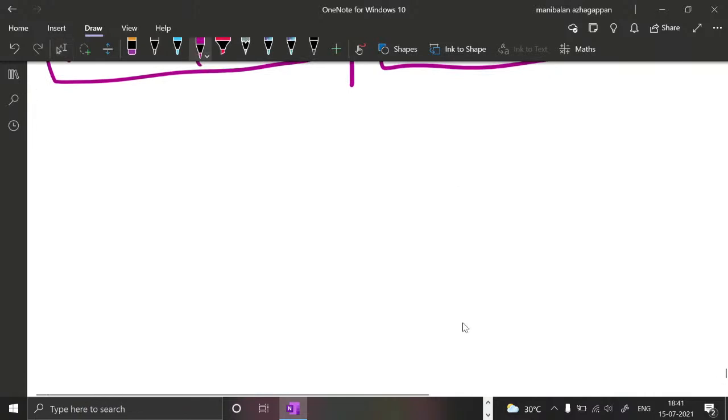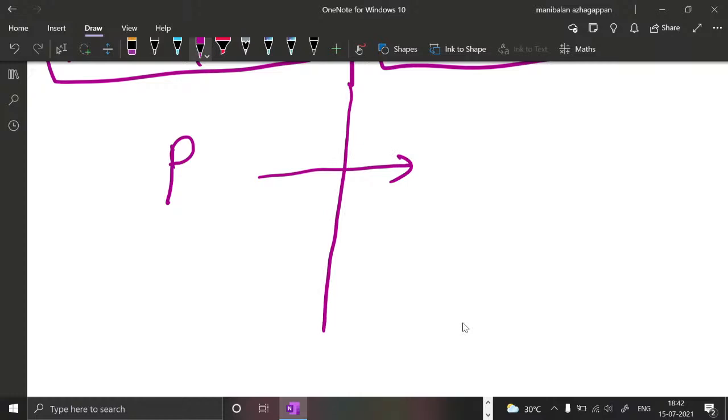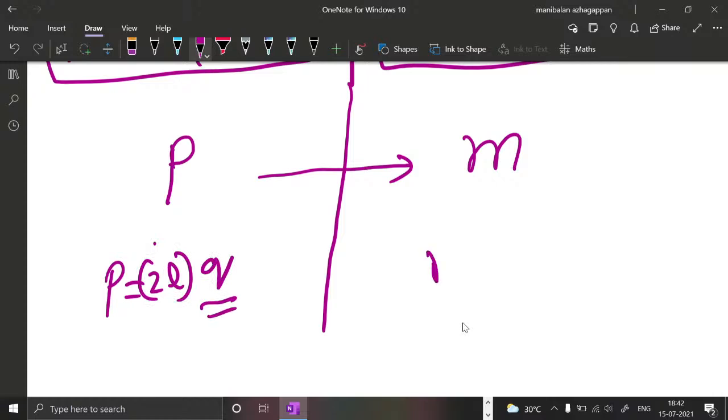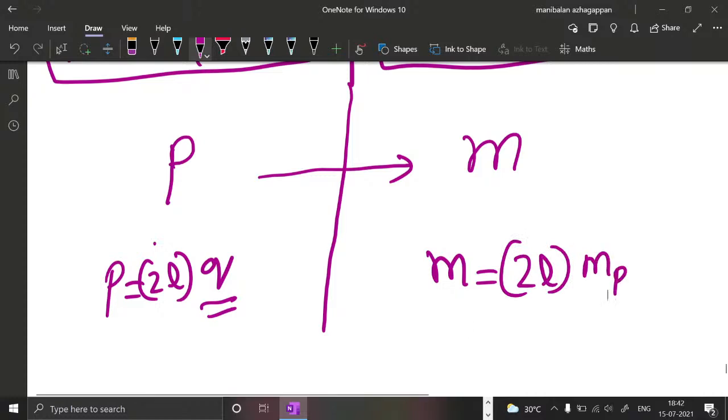Now some simple comparisons. Electric dipole moment we can call P, and magnetic dipole moment we can call small m. Here the dipole moment is equal to 2L into Q, where Q is the charge. Here the magnetic dipole moment is equal to 2L into pole strength, the north pole and south pole strength.